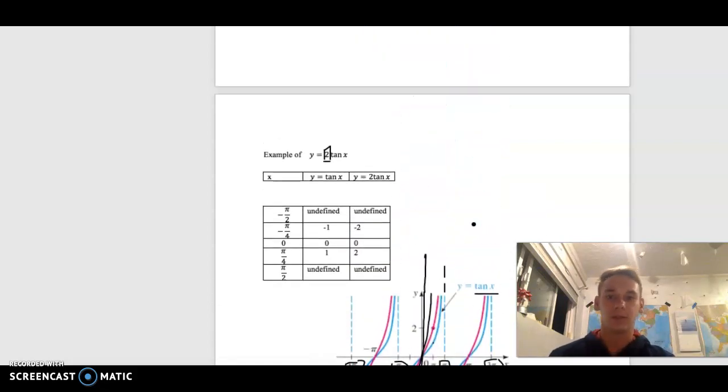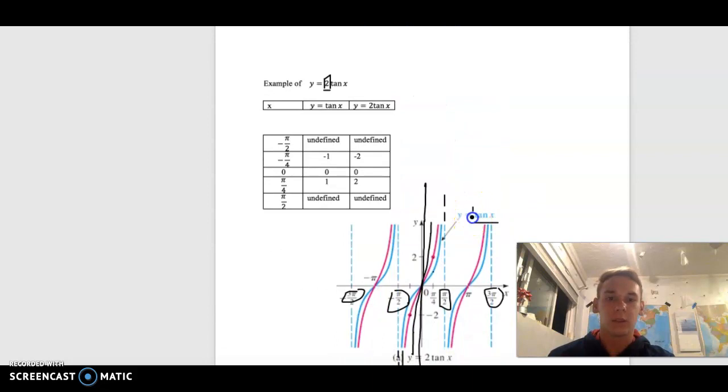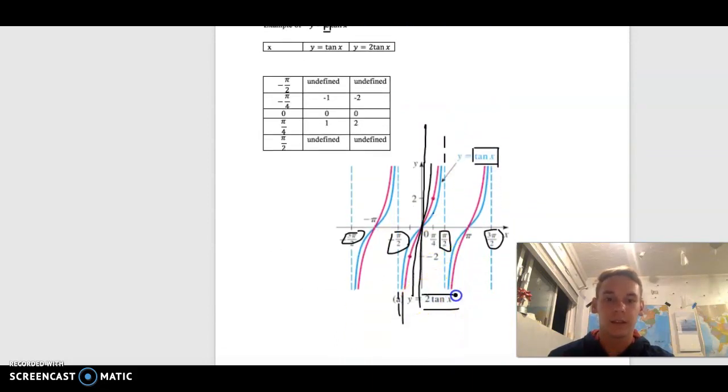And that is how you graph y equals tan x, the basic function, and a variation of y equals tan x, which is y equals 2 tan x.